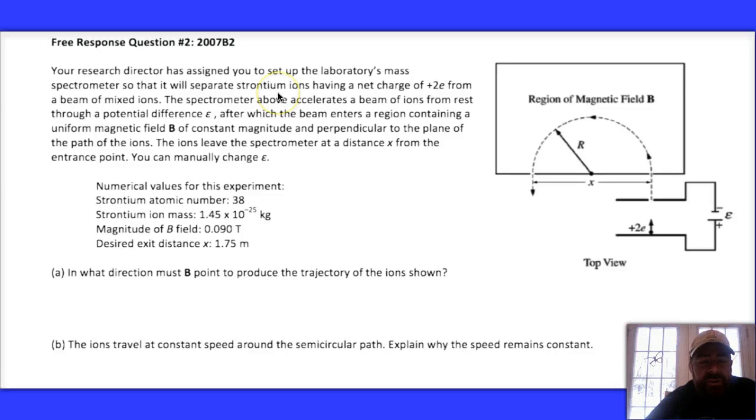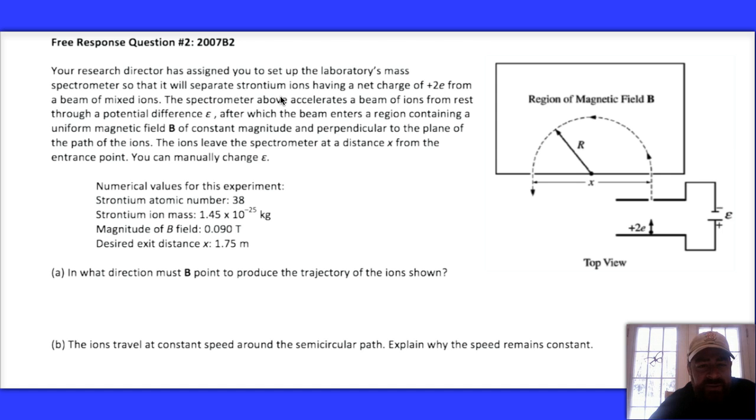This is the solution to the second problem on the magnetism free response packet. It's the second question on the 2007 exam. It says your research director has assigned you to set up the laboratory's mass spec so that it separates strontium ions that have a net charge of plus 2e from a beam of fixed ions.